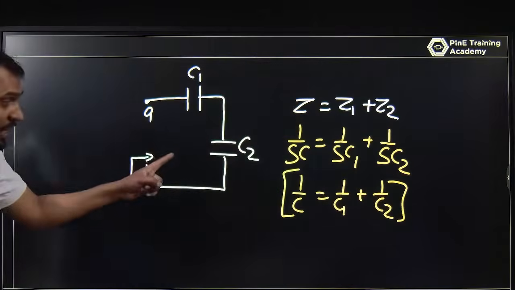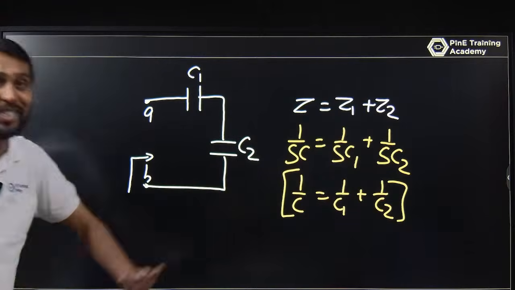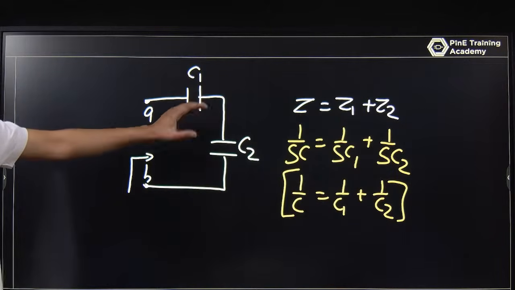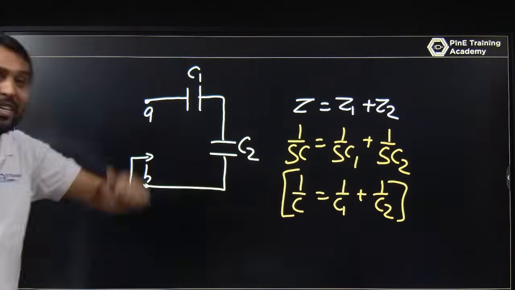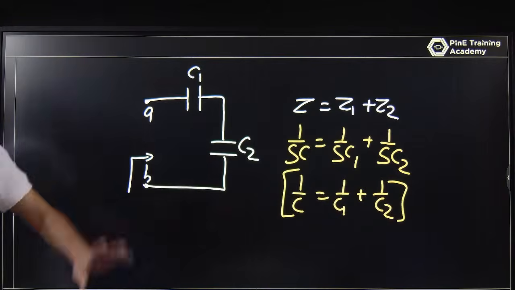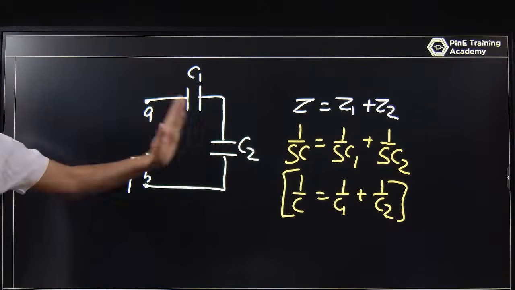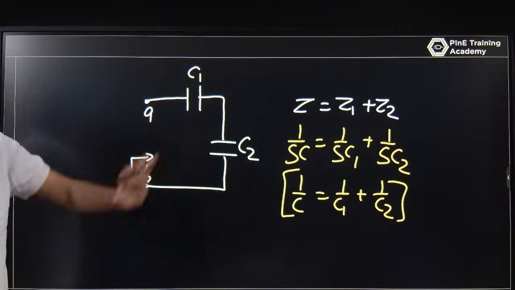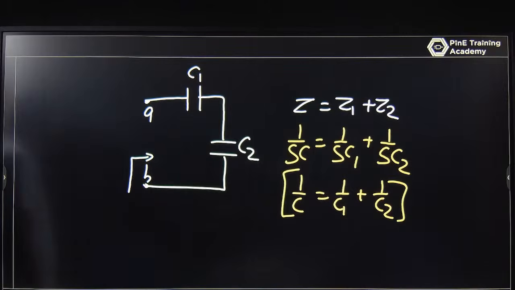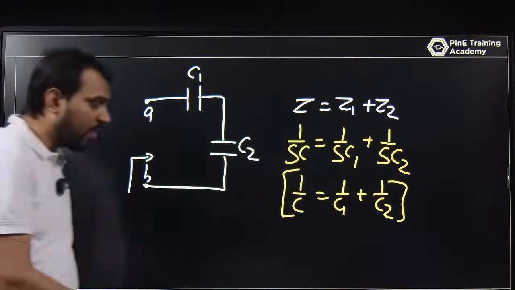So in series, capacitors act like resistors in parallel. Once you have capacitors in series, they act like resistors in parallel. If they are in parallel, they act like resistors in series. So whenever you have a series, that will be 1 upon C1 plus 1 upon C2 plus 1 upon C3 plus 1 upon C4. If they are in parallel, you can just add them. Using these fundamentals, we will solve one question.